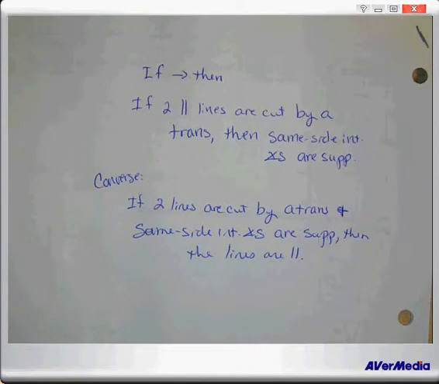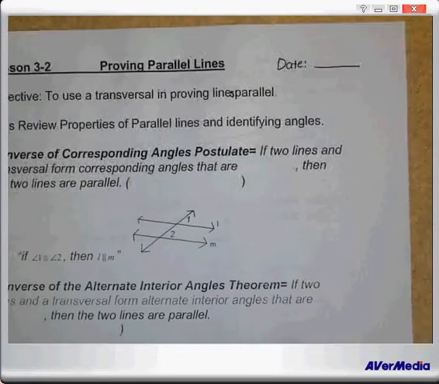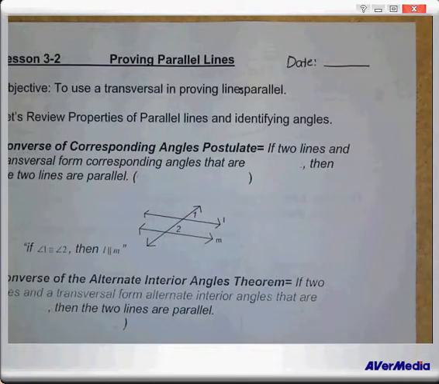So basically if you know the theorems from the day before, we have to kind of think of the direction. We start with the angles and then we get the parallel lines. Before we started with the parallel lines and we got the congruent or supplementary angles. So we're going to flip it around. So let's just hit this thing. Let's just go for it and get it done.